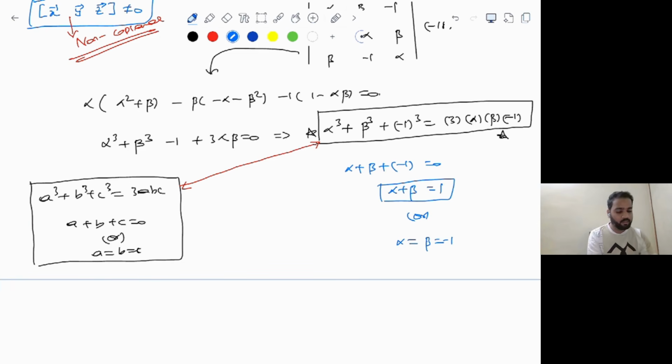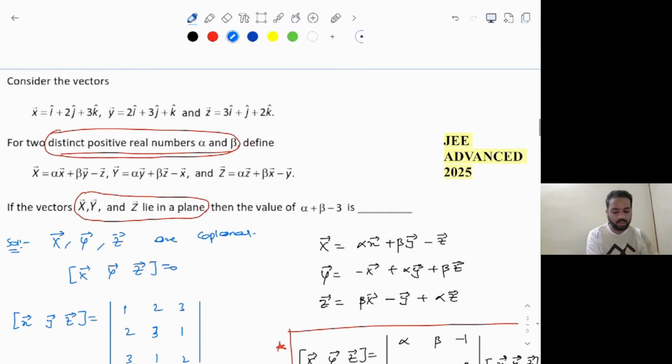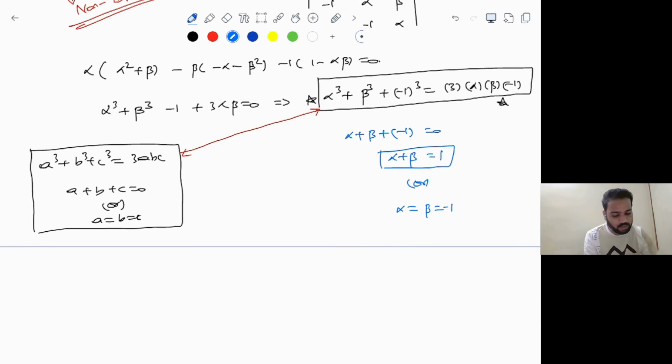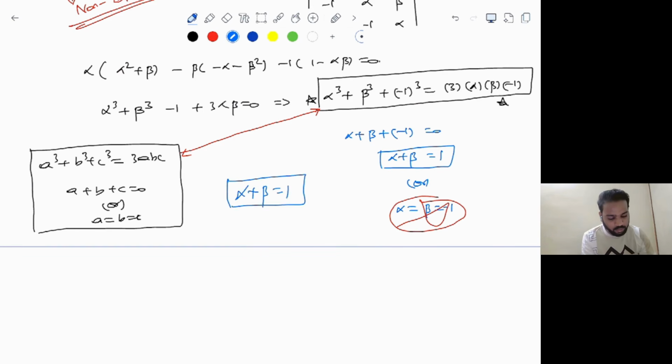Okay. But if you read the question, I told you, right, the important part we have to keep in mind that alpha, beta are distinct positive real numbers. So clearly here in the second case, alpha, beta are not distinct, right? So which means this case is not valid. So the only possible case here is alpha plus beta is equal to 1.